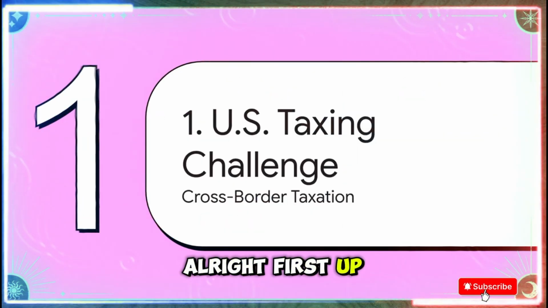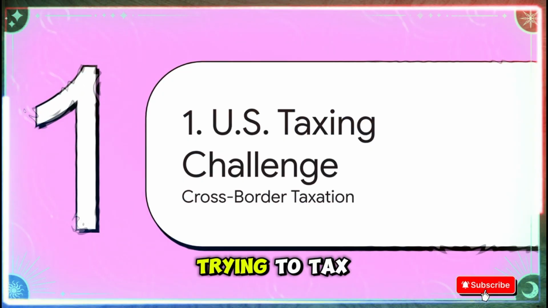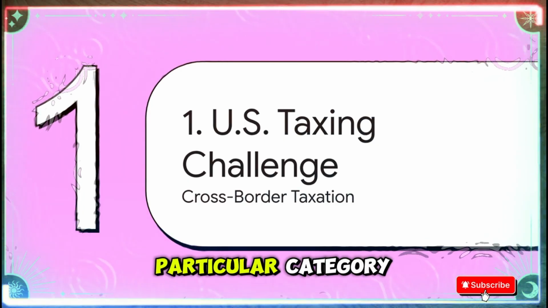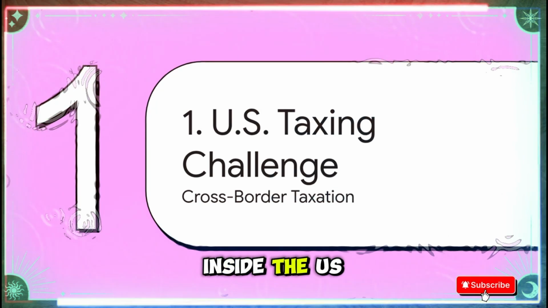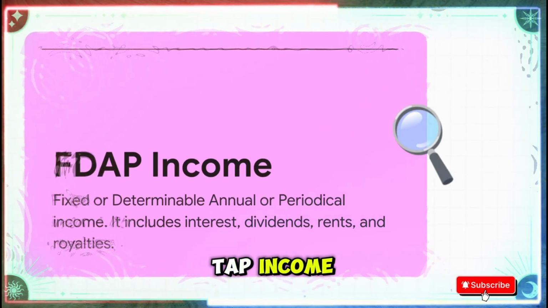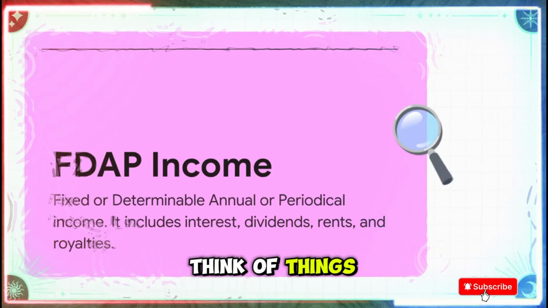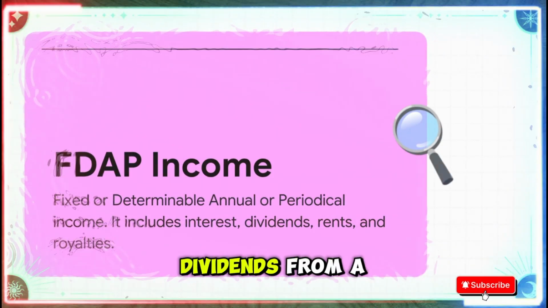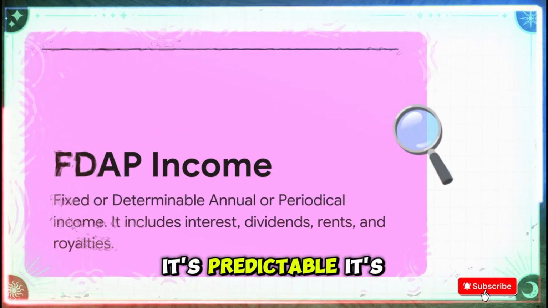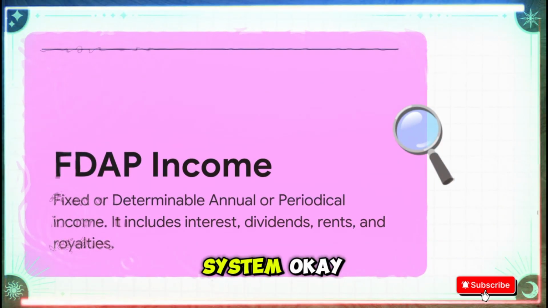All right, first up, let's get really specific about the problem we're solving. The US isn't trying to tax every single dollar paid to a foreign person, just a very particular category that comes from inside the US. The system really zooms in on what's called FDAP income. Now that's just a fancy term for passive income. Think of things like interest from a US bank, dividends from a US company, or royalties from a US patent. It's predictable, it's periodic, and that makes it the perfect target for a withholding system.